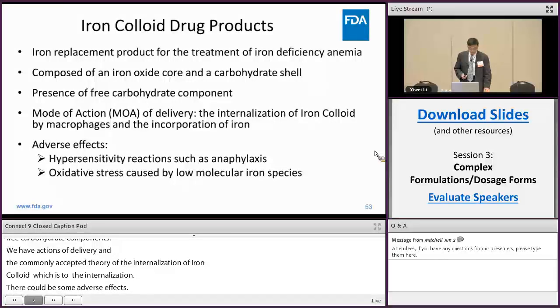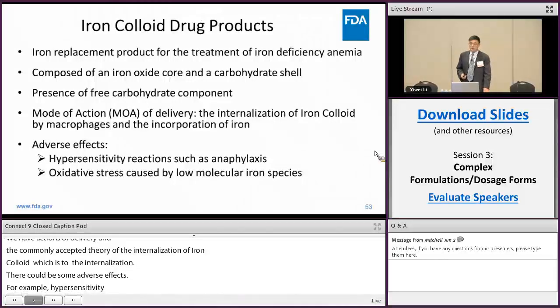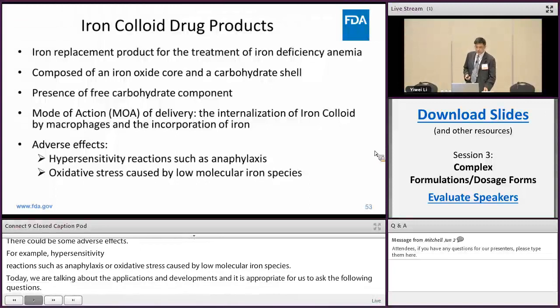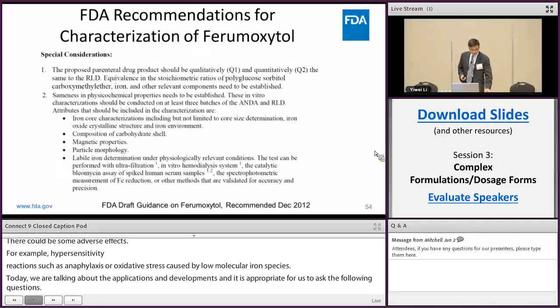So today's workshop is for complex generic drug product applications and development. Therefore, it is appropriate for us to ask the following question: can this class of iron colloid drug products be approved via the ANDA approval pathway? And the answer is yes.